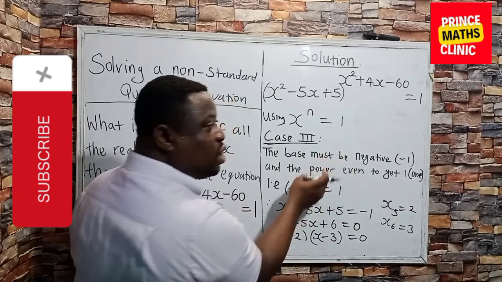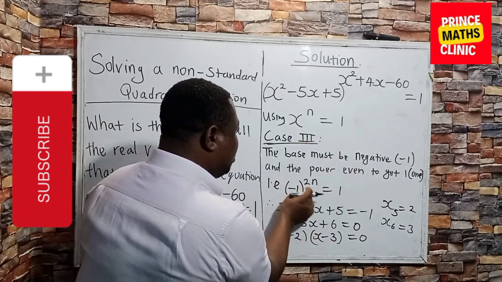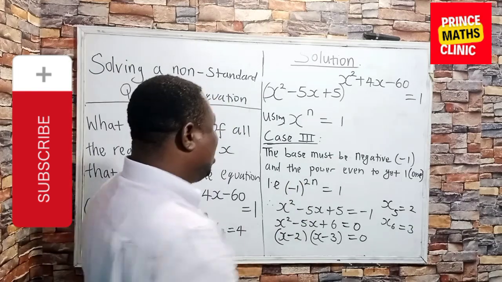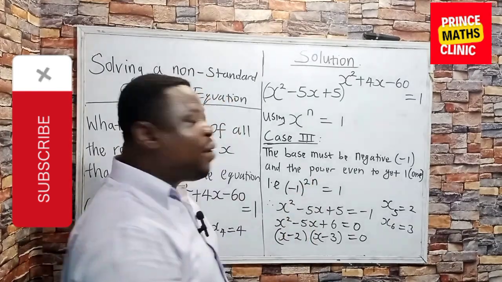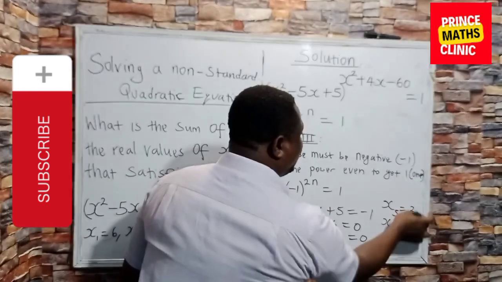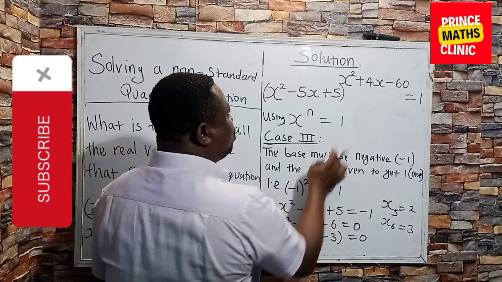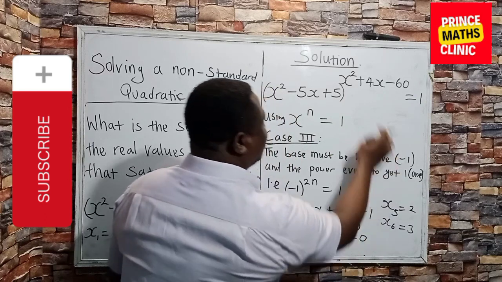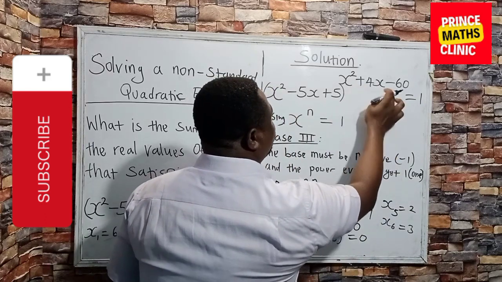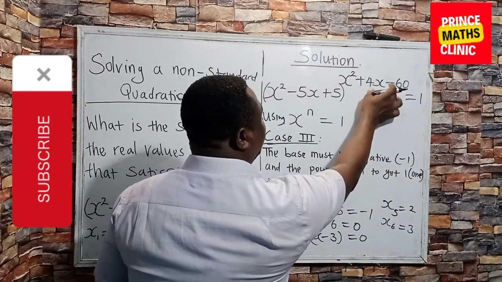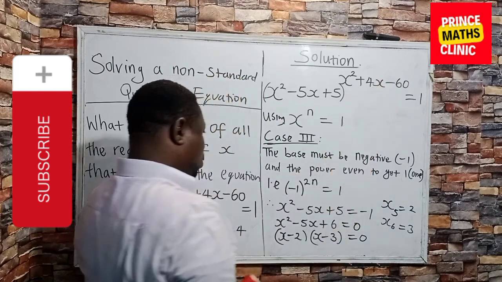There are two conditions in this case. The base must be minus 1 and the power must be even. So we are going to test using these two values to see which of them will give us the power that will be even. So we want to use 2 and 3. Put x to be 2 or 3. Let us see which of them will give us an even number.